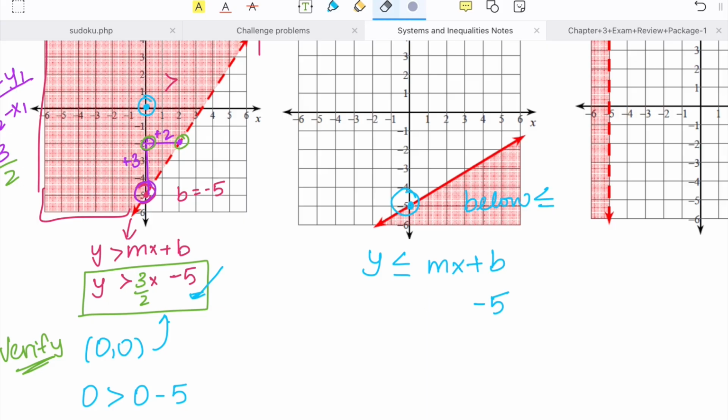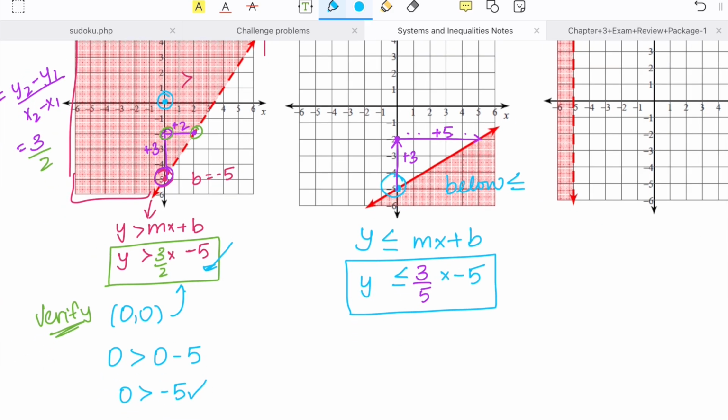Our m, to figure out our m, we can take these points. We're finding the difference. So it's going up by 3, right? And it's going right by 5 over here. 1, 2, 3, 4, 5. So that means +5. So m is y over x, so it'll be 3 over 5, and then you just have your y less than or equal to 3 over 5 x minus 5. Okay, that's your equation. Now we'll take our test points.